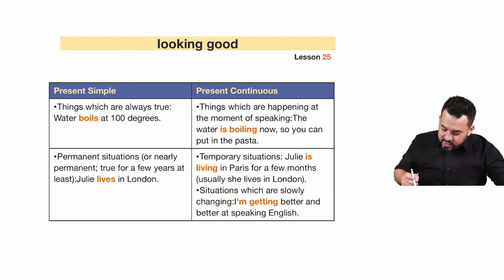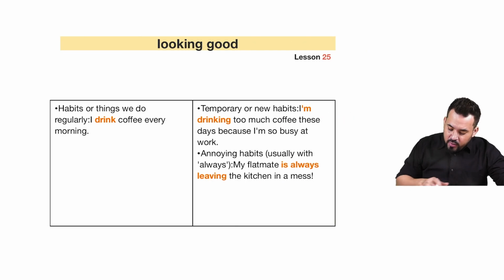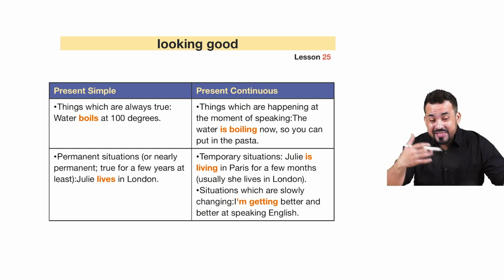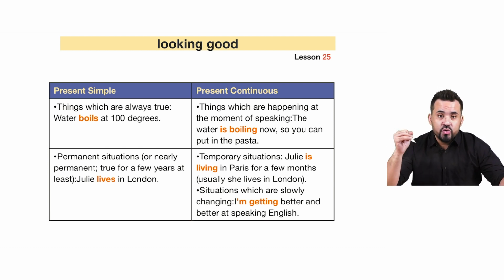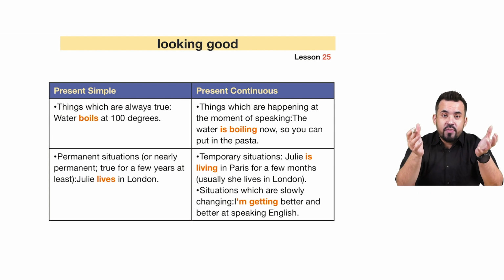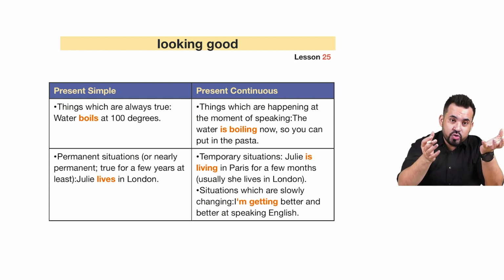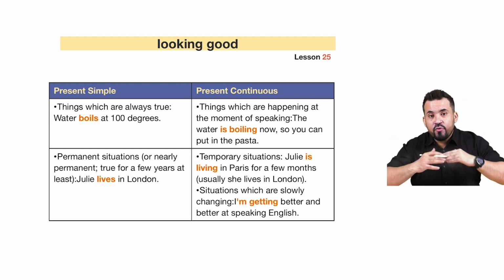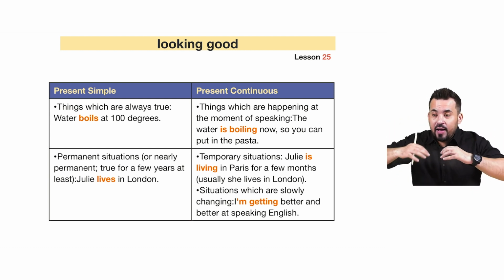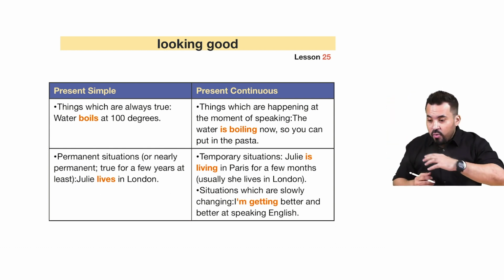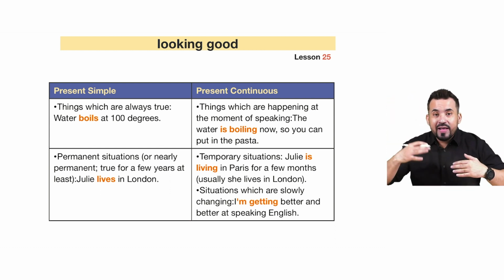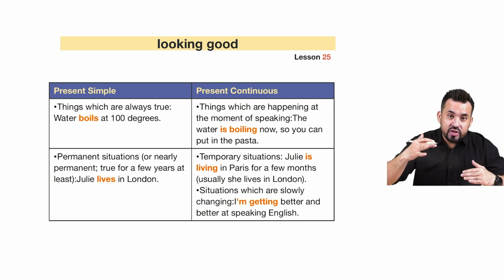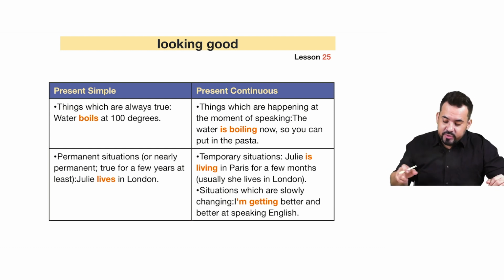So temporary situations. Okay? Now, I am getting better and better at speaking English. This is a changing situation. We also use the present continuous for this. So we use the present continuous for temporary situations, things that are happening on a short-term basis, or for things that are changing, like the kids are growing, or my English is getting better. Things that are changing. I am improving. Things that are changing or growing, we use the present continuous.